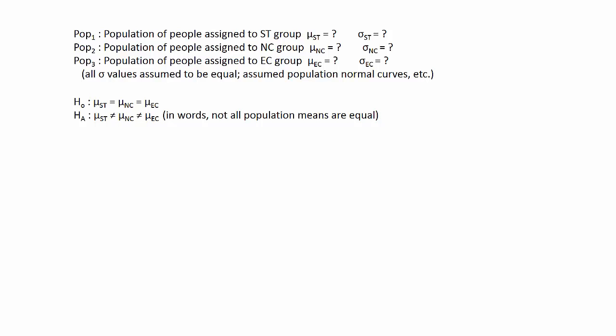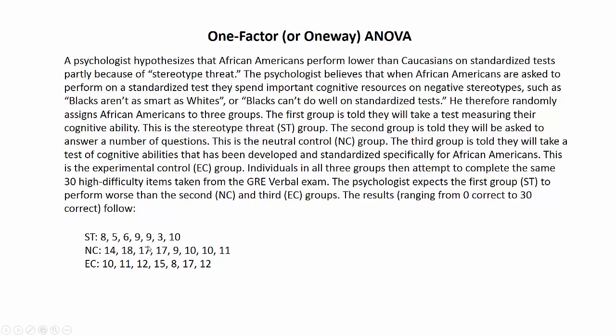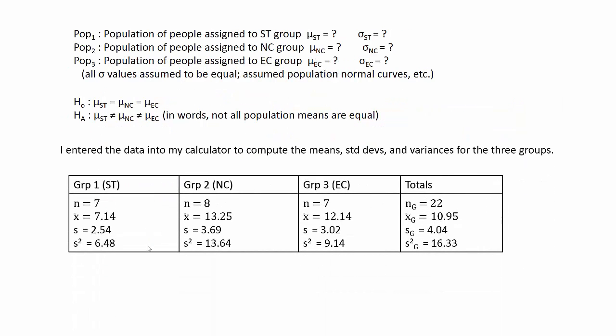Now while we're here, let's go ahead and set up the table of descriptive statistics. So I'm going to take the raw data, so I'm going to go to the previous slide. I'm going to enter the raw data into my calculator and obtain the means, sample sizes, and standard deviations and variances. So here you see I've done that for the first, second, and third groups. I also have this total column over here. I'm going to talk about it in just a second.